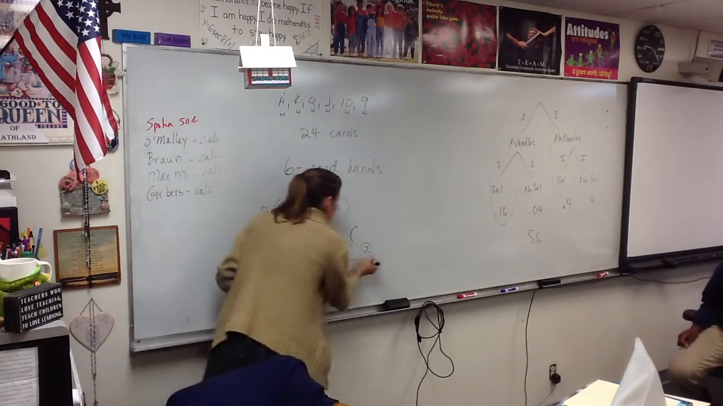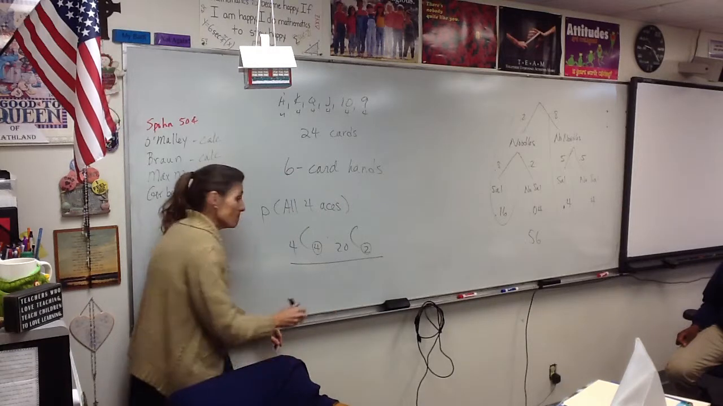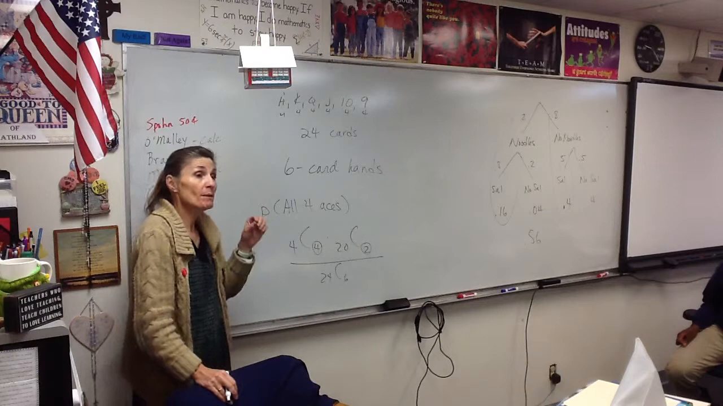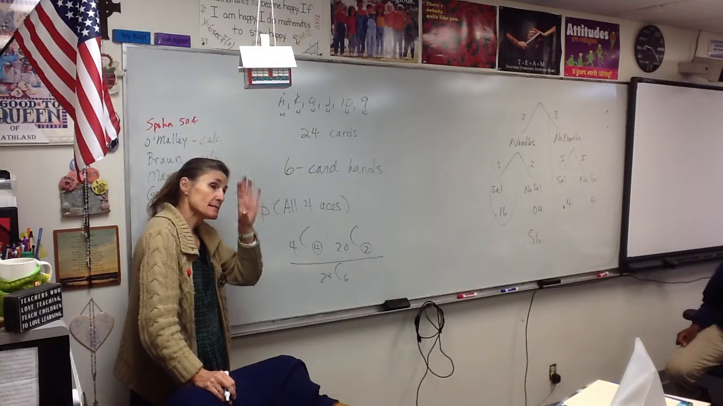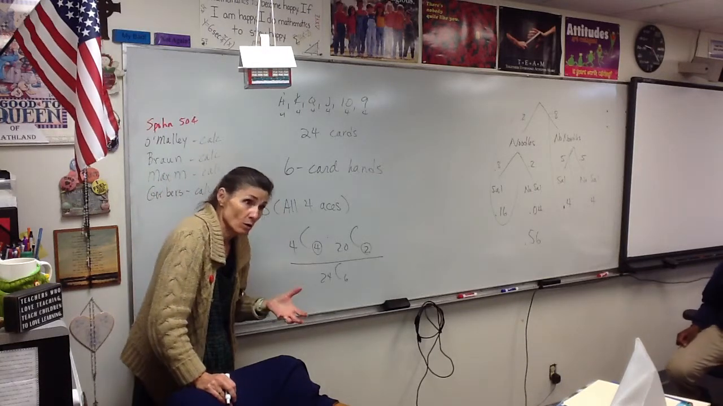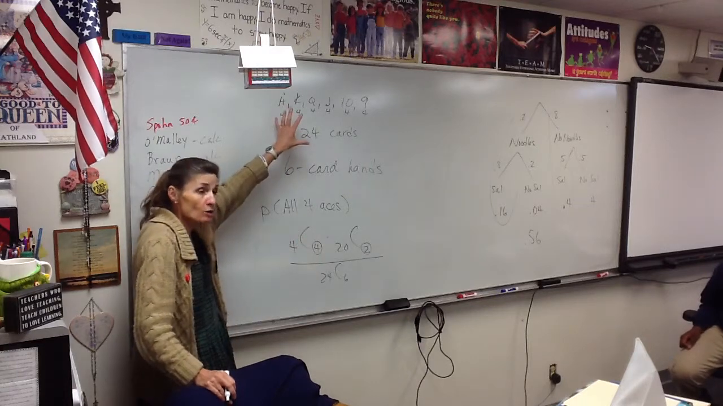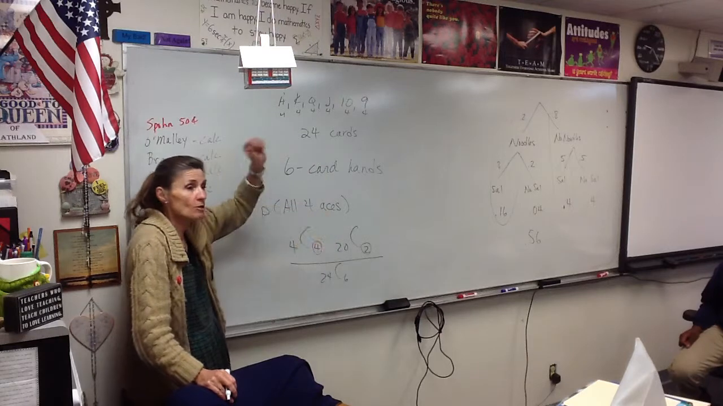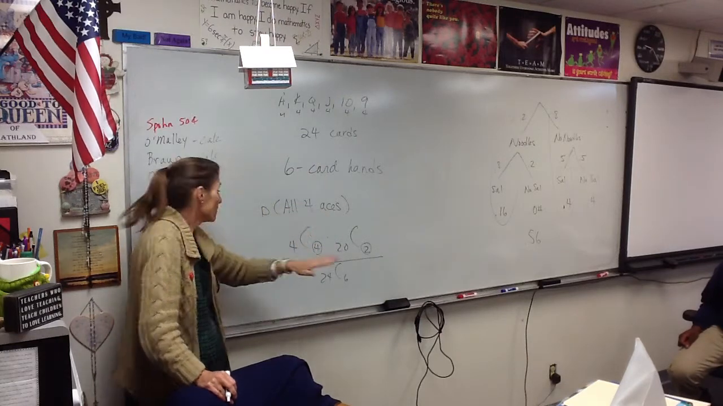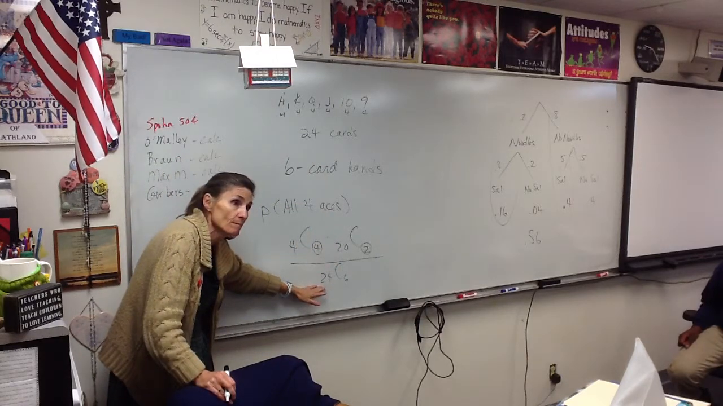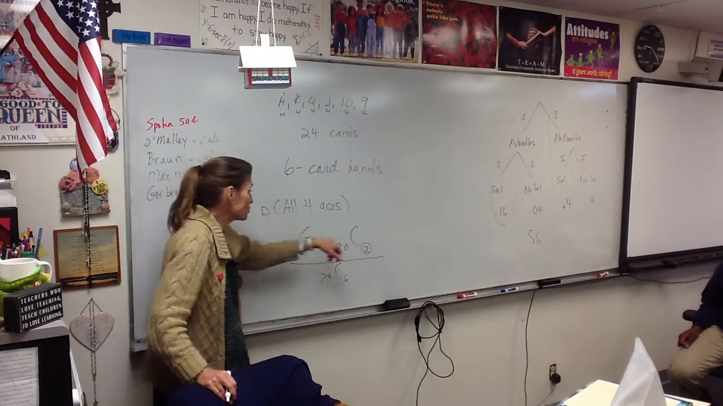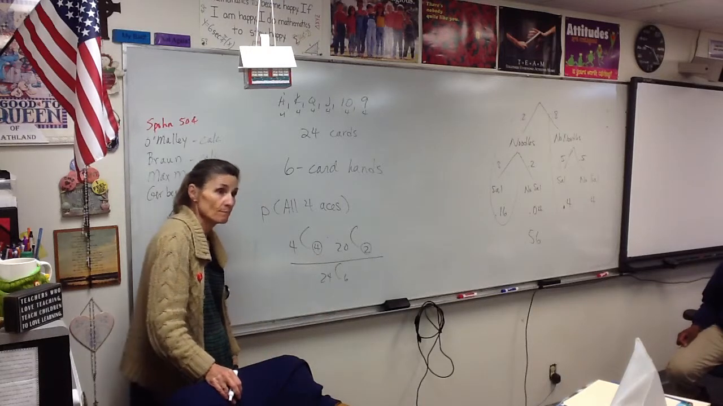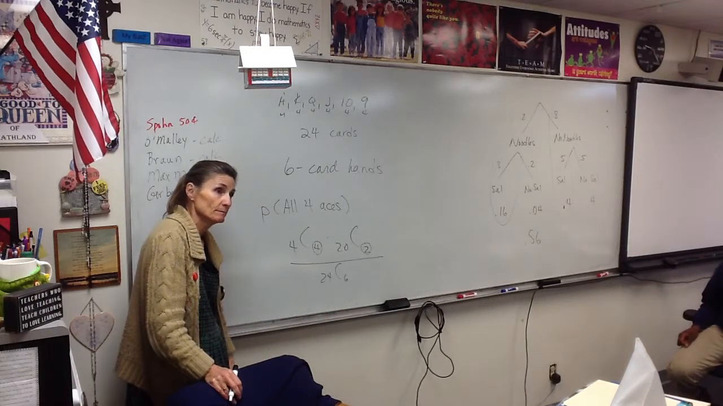Now, Maya, that needs to be divided by 24C6 because probability is what you want over the total. How many total cards are there in this deck? 24. How many total cards are you choosing? 6. That's your denominator. So these 2 get multiplied together, and then you divide by this one, and that will be your answer.